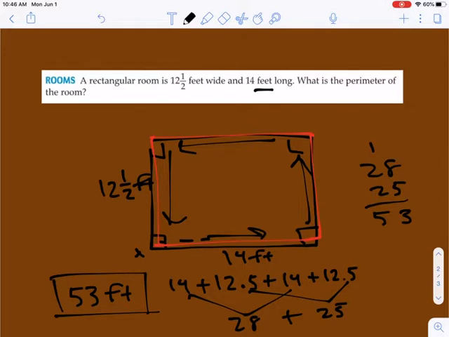And where this is useful is supposing you wanted to put baseboard molding along this room, or supposing you were wiring up speakers or something like that, where you needed to figure out lengths of walls and things like that. So using perimeter and measures that are related to perimeter are actually very real world, and you will use them.